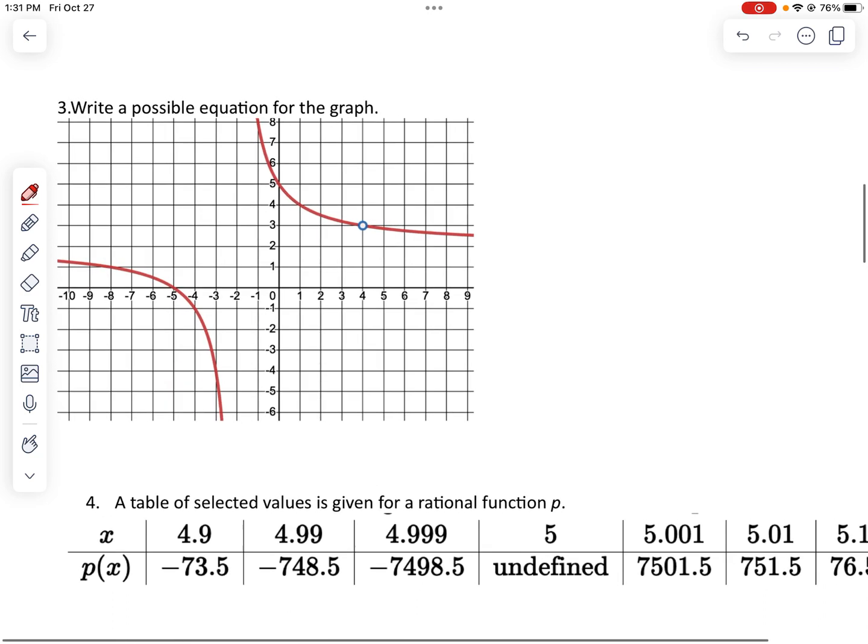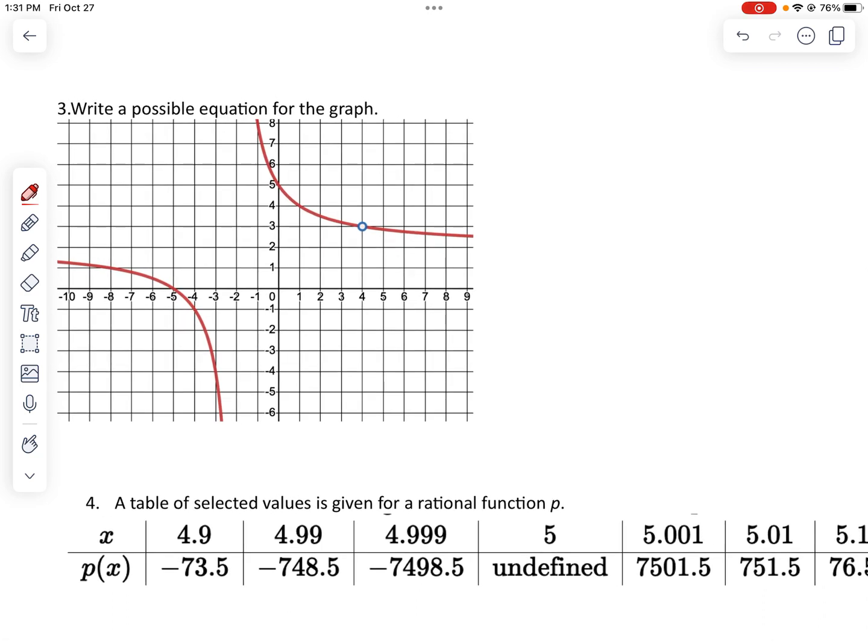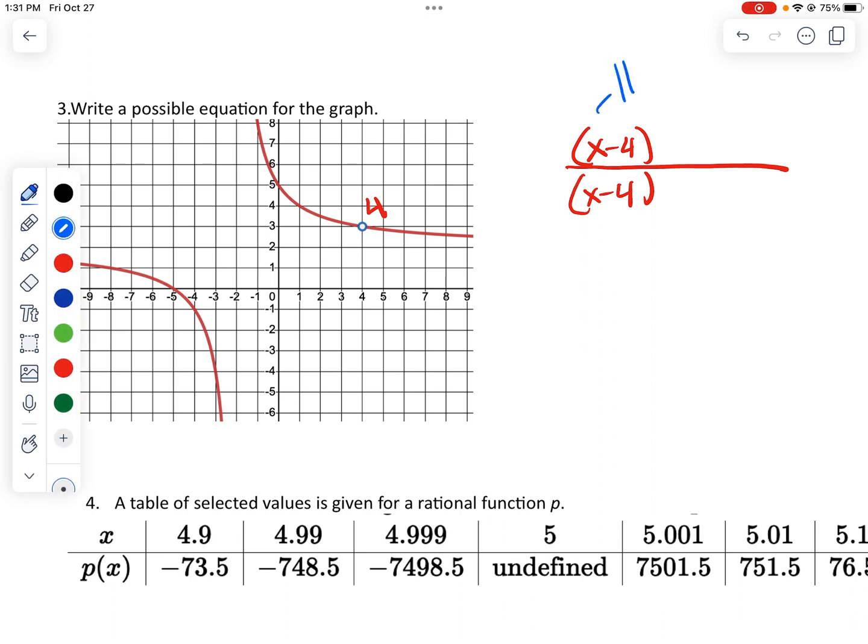Now for the possible equations, there's a lot of things that go into this one. So I'm going to make a fraction key. So I know that there's a hole at 4. So I know if there's a hole at 4, there has to be x minus 4 and x minus 4 on the top and bottom, because that term reduces out and there's a hole. If I look at this graph, there's a vertical asymptote at negative 2. So that means x plus 2 has to be on the bottom, because that gives us our vertical asymptote.